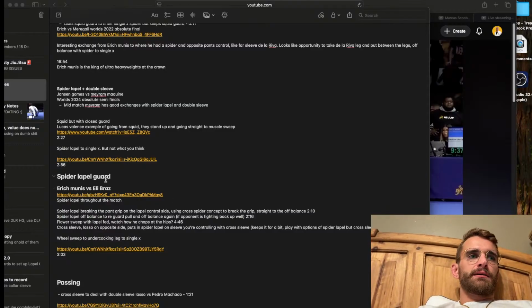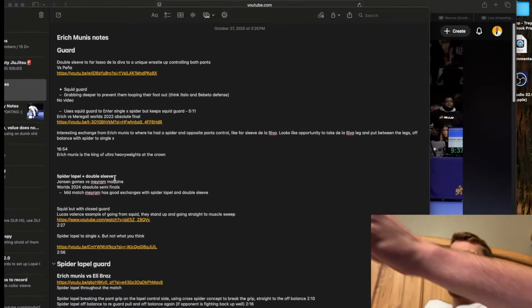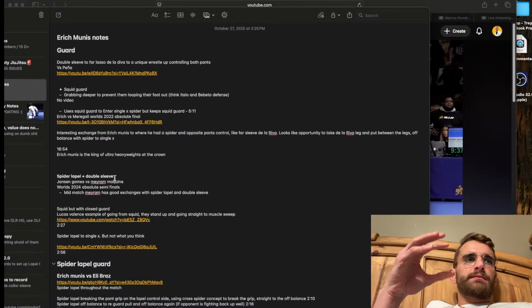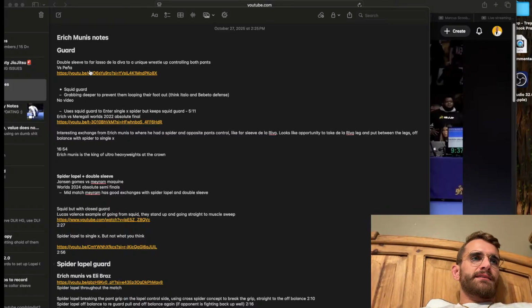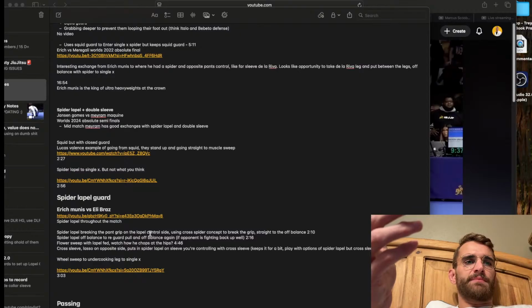If you guys remember yesterday, I use a lot of notes, but how I take notes is I think kind of unique, specifically in the context that I'll have notes organized and structured based off the athlete, and specific things. For example, with Erich Munis, you guys will see I got stuff with his guard passing, and then specific things with his guard. And what I do is I take the link from the match, I put it in there, I make my notes. We obviously timestamp that.